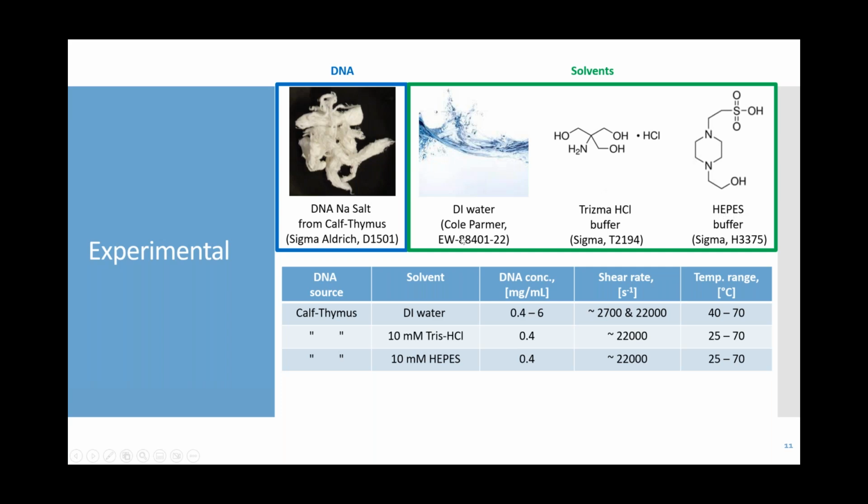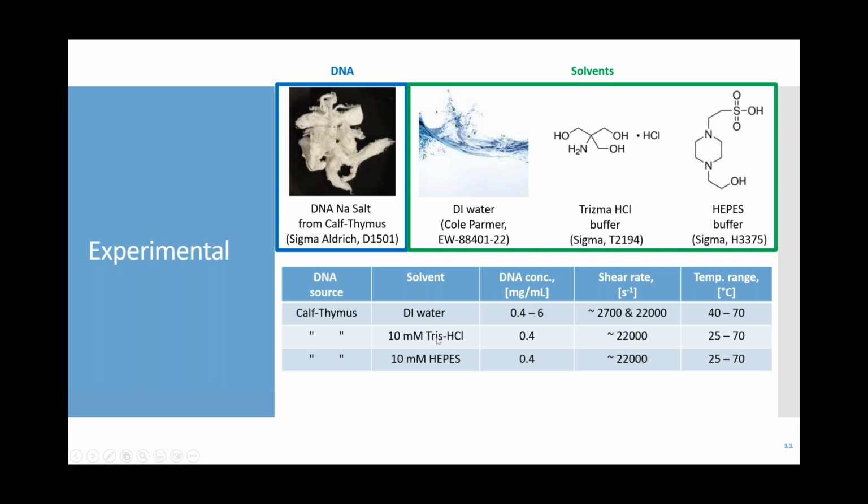So we prepare the solutions by combining these DNA fibers you see in the image here. We combine these with the solvent, and we let it rest for about 24 hours. For the higher concentrations, we let it rest for at least 2 days. For the samples with water, we prepared 7 DNA concentrations between 0.4 to 6 mg per ml. And we studied 2 shear rates and this temperature range of 40 to 70 degrees.